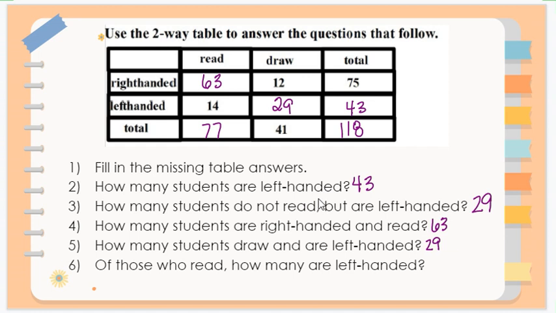That was another way to ask question number 3. They're the same question. This one says don't read and are left-handed. This one says draw and are left-handed. So those are the same question. It's just a different way of asking it. And then number 6, of those who read, so we're looking at the read column, how many are left-handed? And that would be read column, left-handed, 14. Great job.